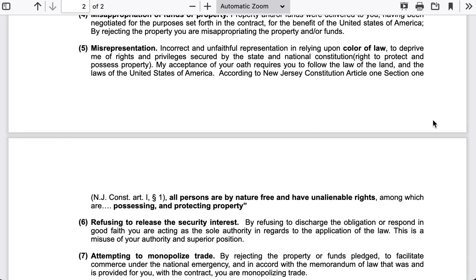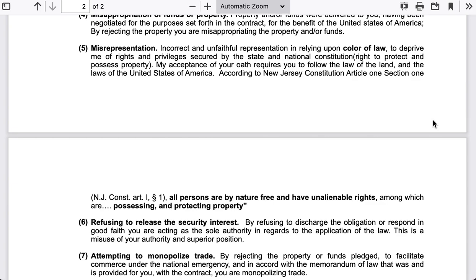You also have rights to redeem property, right? Equitable rights of redemption. So these are some other things that I said I got to go back and get in the lab and tighten up. I'll be making this template even better as I get the time to put some more work on it. So my acceptance of your oath requires you to follow the law of the land and the laws of the United States of America.